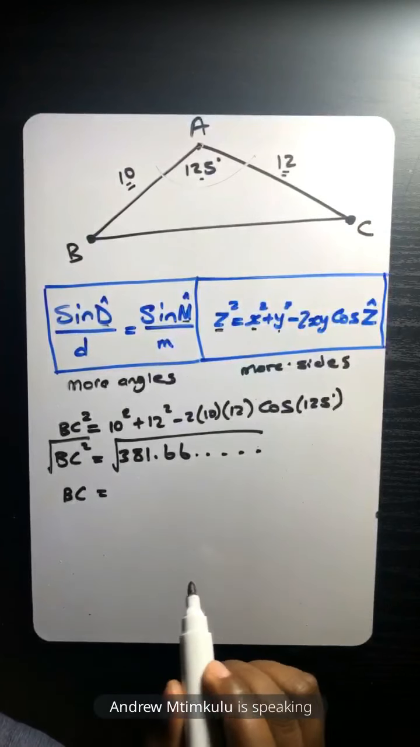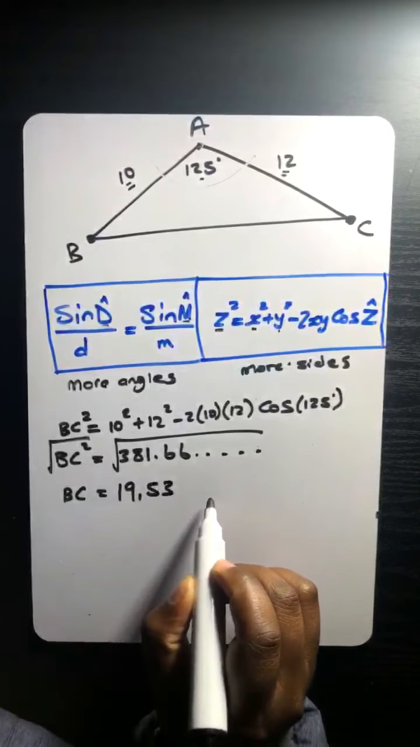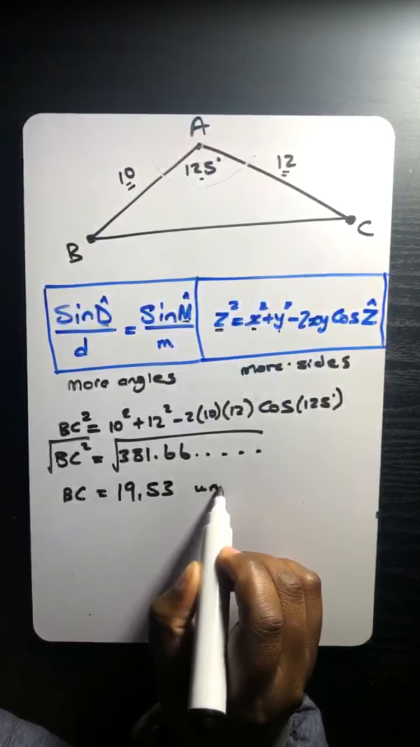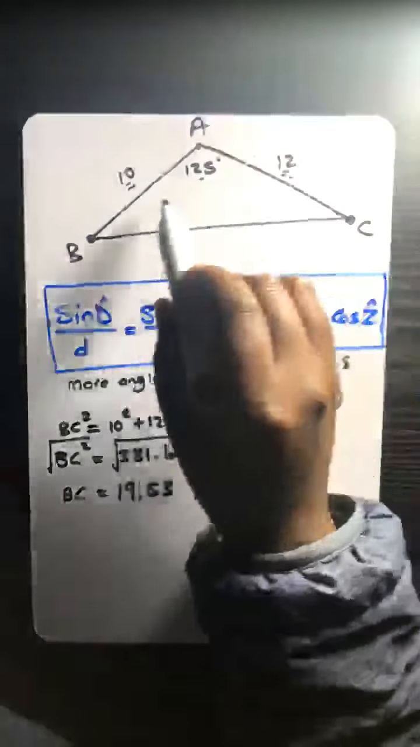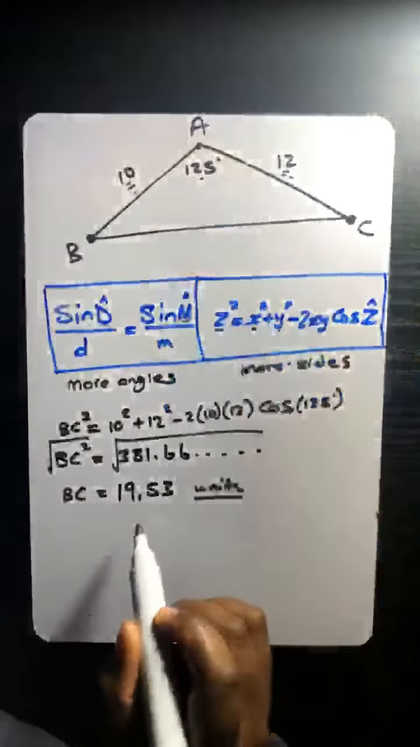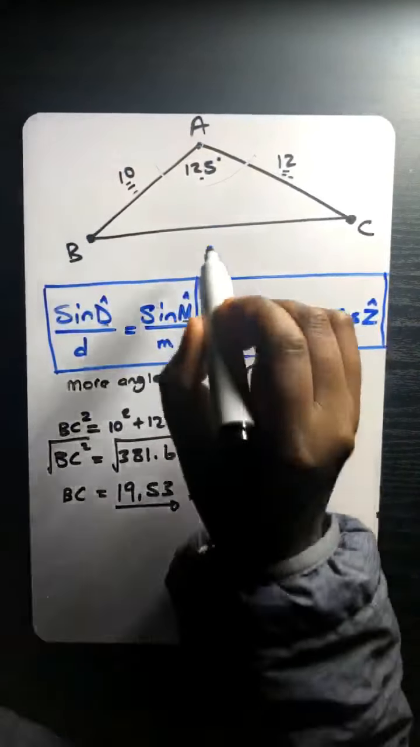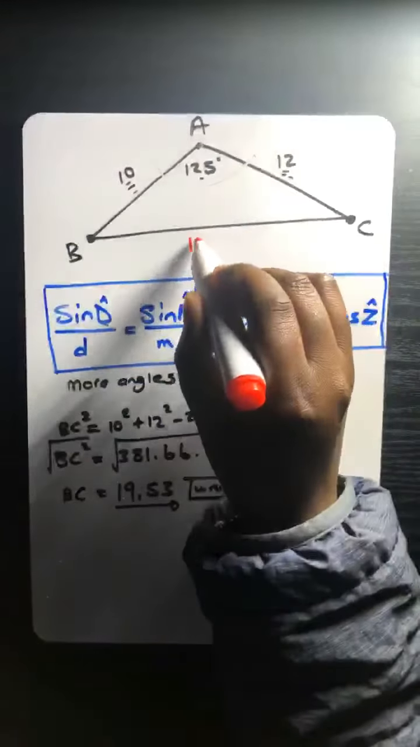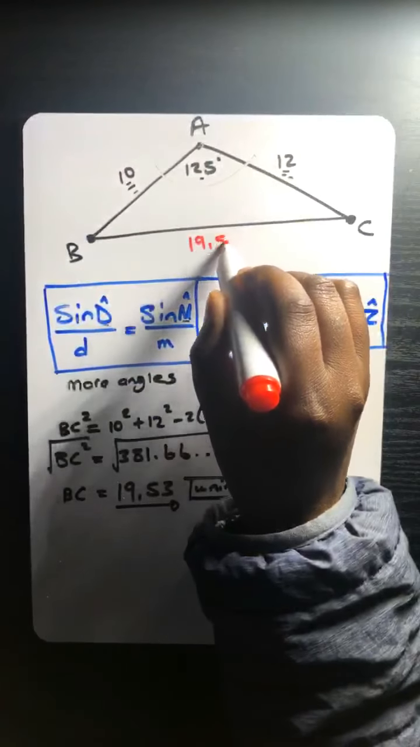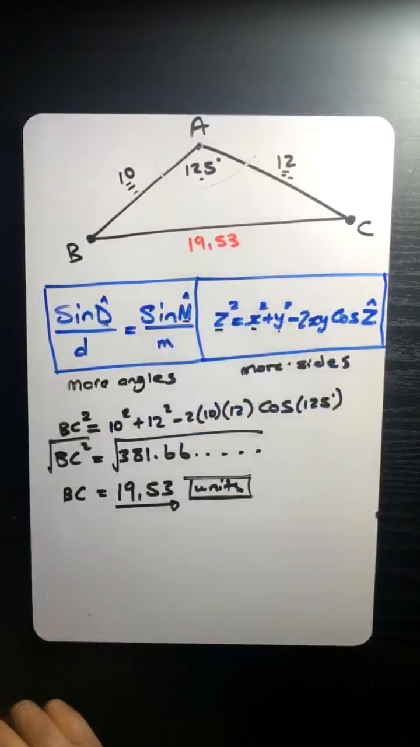19.53, sir. 19.53. Let's just say units. Why units? Because we are not given specific units. Even if you just write it as that and not write units, you still deserve some marks. So now that means this is what we have calculated, being 19.53.